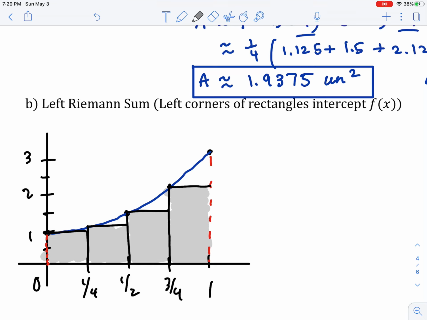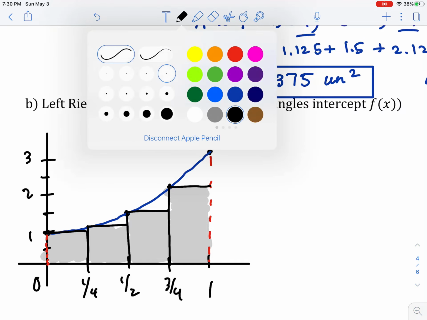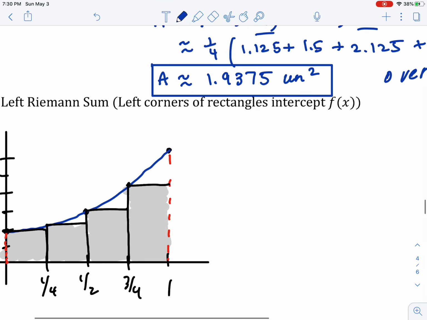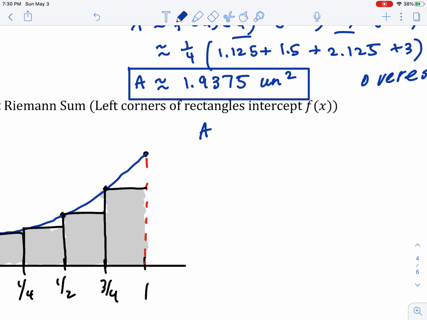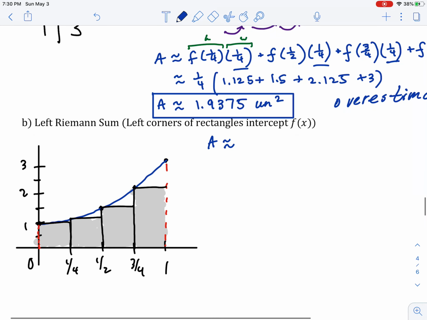Okay, so you get the idea. All right, so there we go. So now this time, let's use the same process and find what we're getting here. So again, using the idea of multiplying the height times the width, which is always f of x times the width delta x.